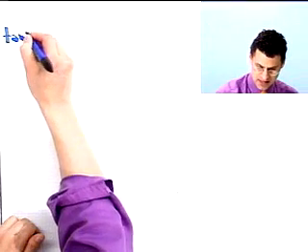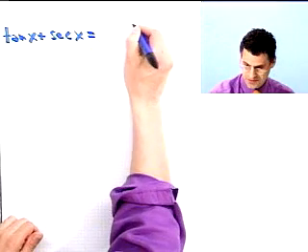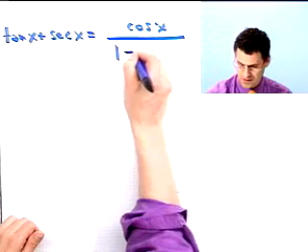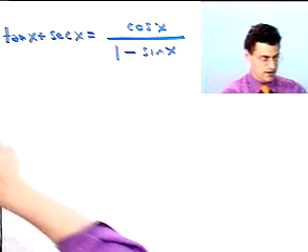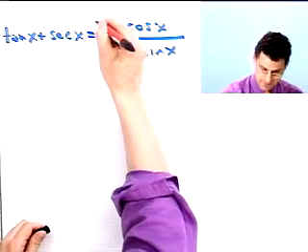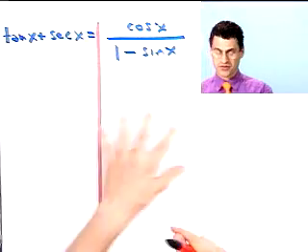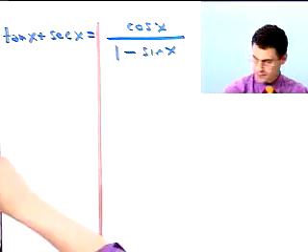Okay, let's try another one together. How about tan x plus secant x equals cosine x all divided by 1 minus sine x. Let's see if that's an identity or not. So I draw a line in the sand, and I'm going to now massage both sides to see if I can make them look the same without crossing that line. So just on this side here, what would I see?